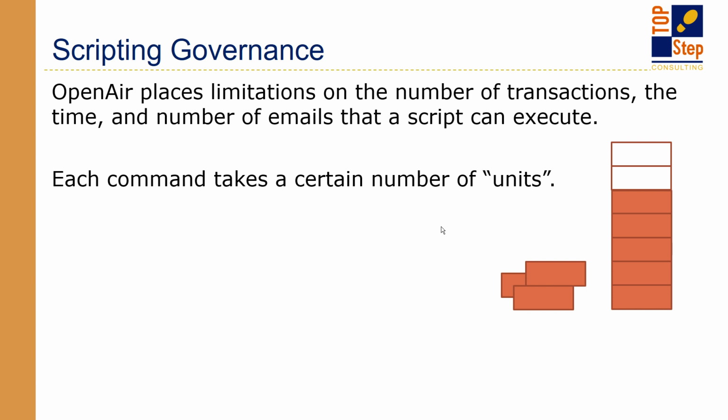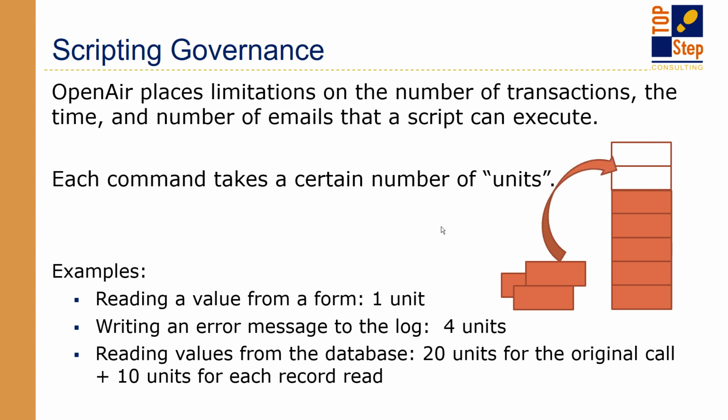Each command that you do in the OpenAir specific JavaScript libraries takes a certain number of what they call units. For example, if you're reading a value from a form, that just takes 1 unit. That's easy to do. If you're writing an error message to the log, that's not too bad either, 4 units. If you're reading values from the database, you've got a 20-unit payment up front, and then 10 units for every record that you read. So that's a bit more heavy on the unit usage. The one that's actually worse than that is writing data to the database, which takes actually twice as much as reading. So something to be aware of as you look at your governance within OpenAir.